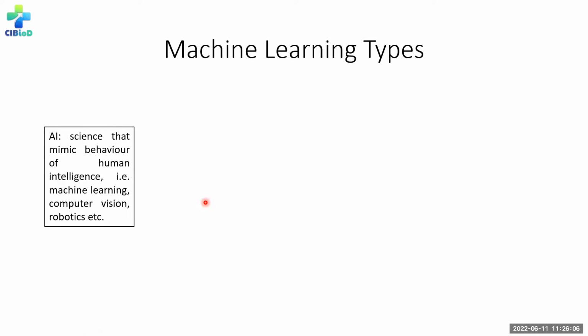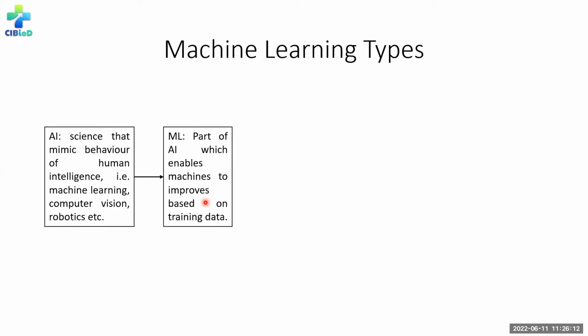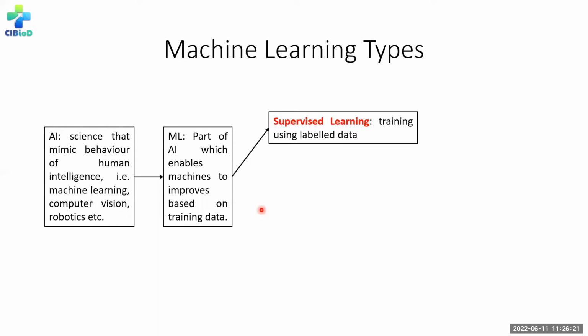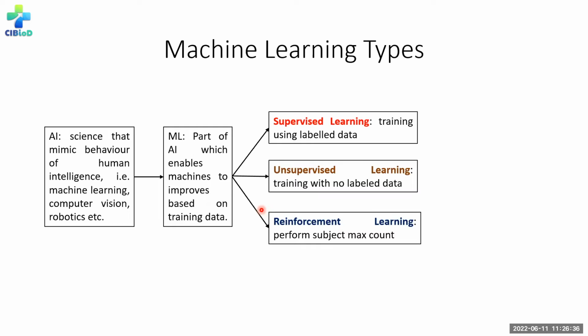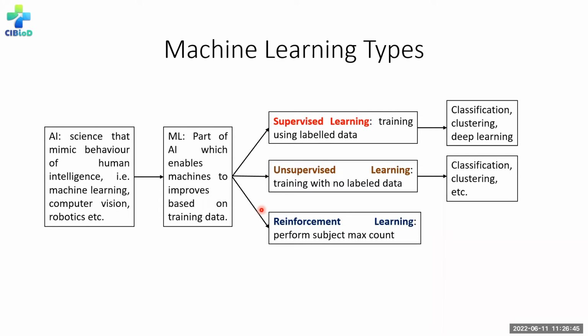So, machine learning types. Mimicking human behavior by machines is AI. Then we have machine learning, which enables machines to improve at a specific task based on some training data. Then there are three common types of machine learning. One is supervised learning: if you have labeled data, you make it supervised. If you are not aware of the labeling of your data, it is unsupervised. And performing to maximize a reward is reinforcement learning. There are many examples of these, like classification for supervised, and clustering for unsupervised. We will understand this in the coming slides.